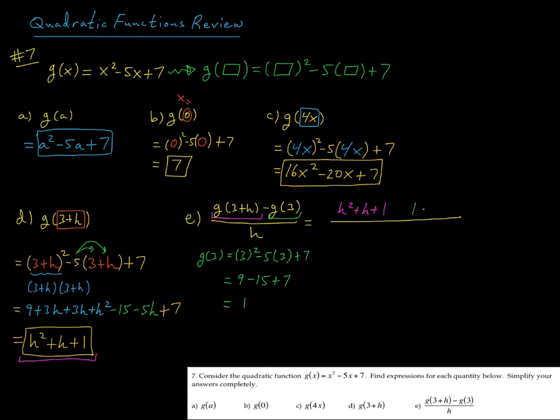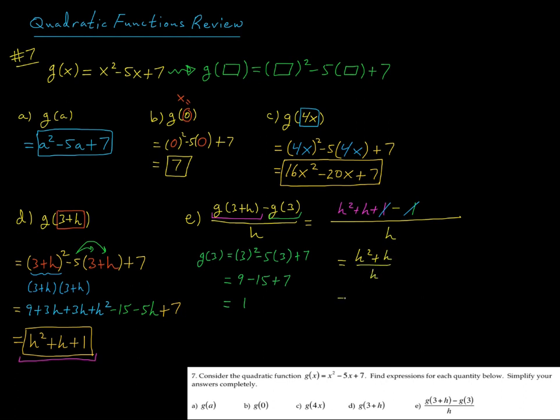And so I'll put the 1 here, and I am subtracting the g of 3. So I'm going to have, again, upstairs, g of 3 plus h. That's h squared plus h plus 1. That just comes from the result in part d. And then we're subtracting from that g of 3, which we calculated down here, which is 1. And then that's all divided by h. All right, so we're getting somewhere. Notice here the 1's drop out, which is nice. And so we're left with h squared plus h, all divided by h.